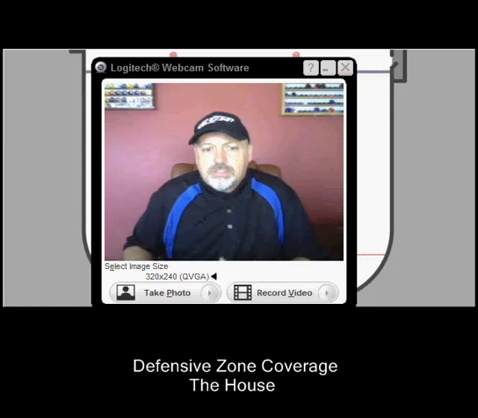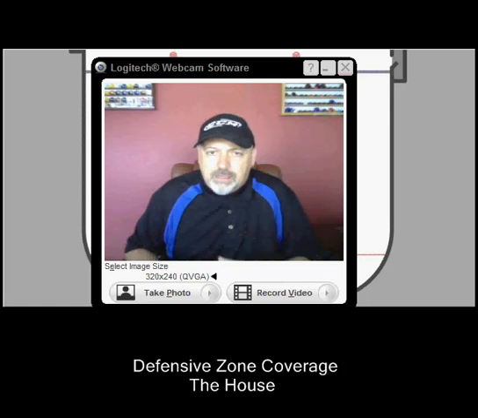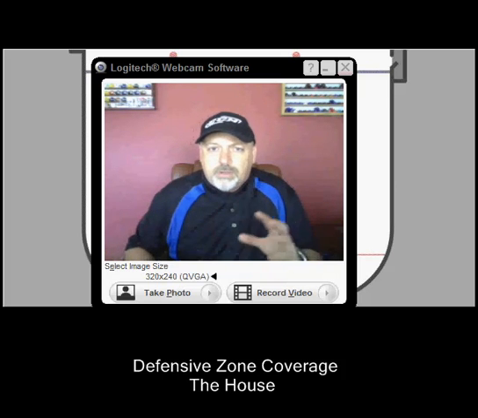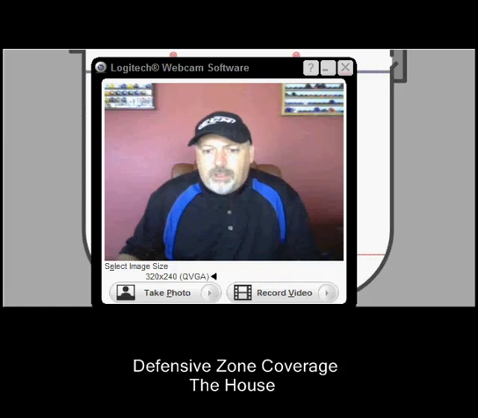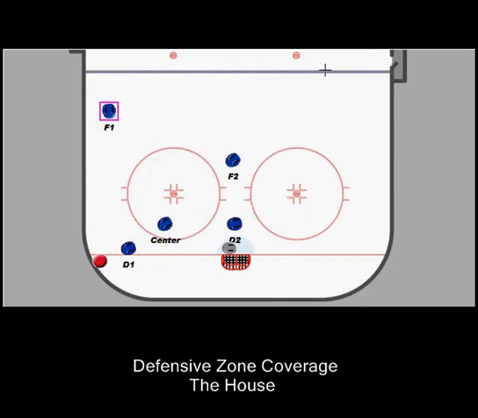As we go through this, I'll show you the outline of the house defense and the ideas around that, and it'll give us a better idea of where everybody needs to be during situations when the pucks are in the corner, pucks are up at the blue line, pucks are along the wall. All right, so here we go. Basically, this is the house defense. I'll run it through here.